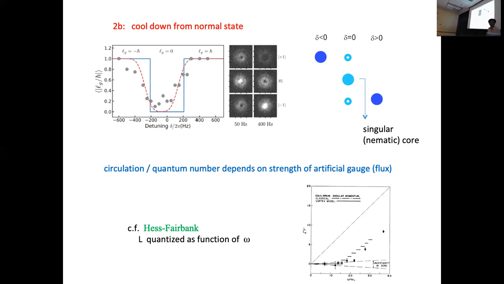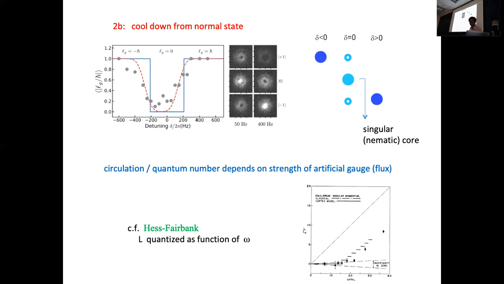And of course, as I said, in general it actually has all three components mixing with a finite Rabi coupling omega. But if you do it at zero detuning, the ground state is actually this one. So we would have the zero component with no vortex, and these two actually have opposite circulation. This is experimentally what is shown here. So you have these three configurations according to which kind of detuning you apply.